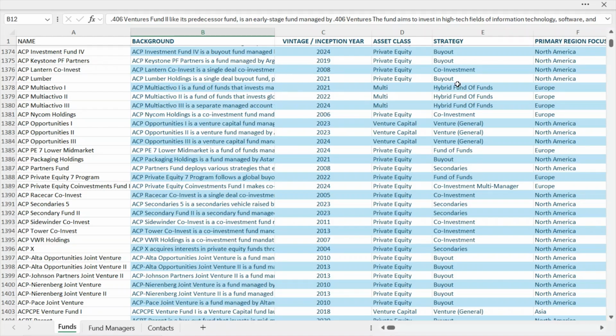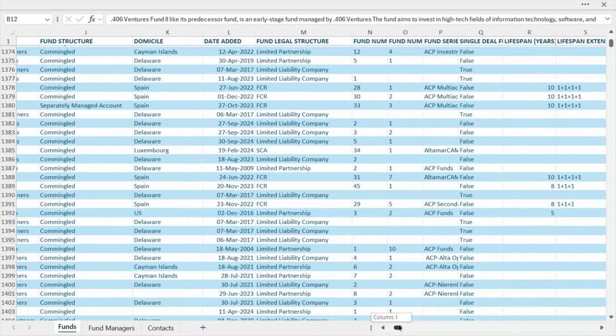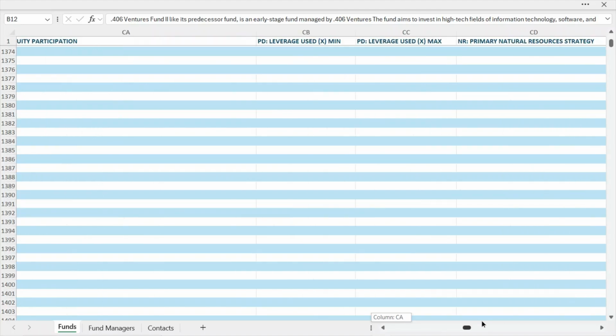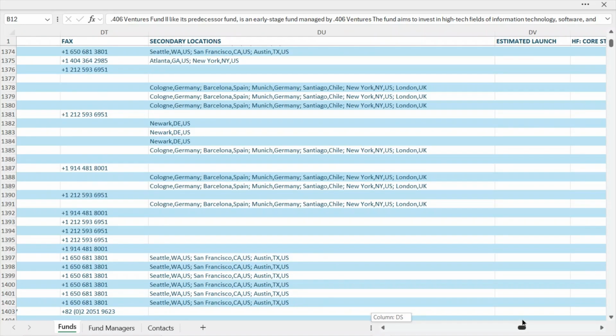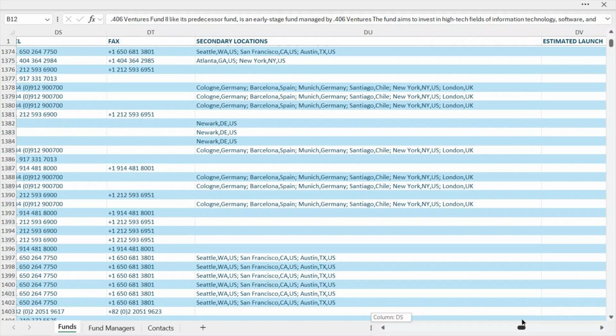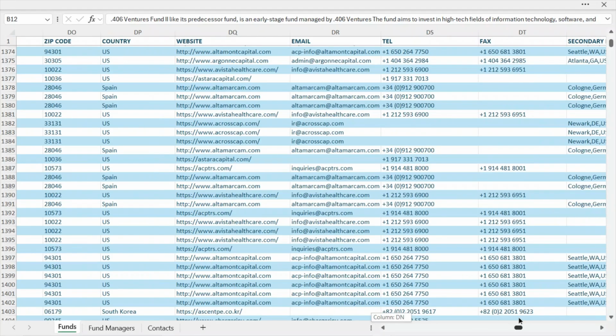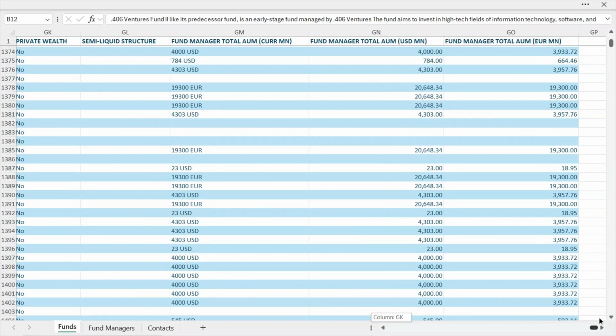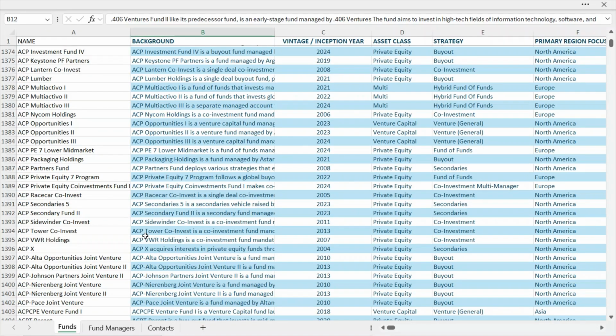Then we've got background, we've got asset class, a strategy. If I scroll over to the right, more information about the funds, the legal structure. There's going to be information on preferences, secondary locations, primary locations, websites, email info, and so on. So that is the master database as far as the funds.